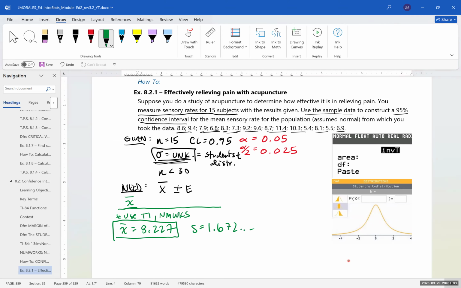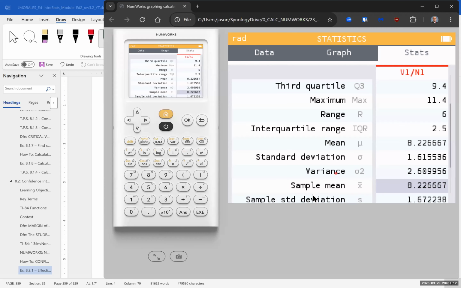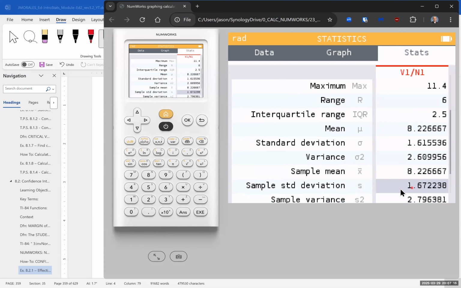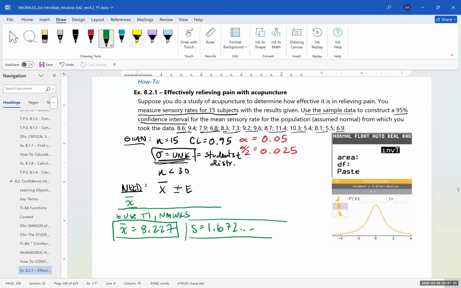1.672, and it just keeps going. Let me see here on the NumWorks calculator. Sample standard deviation. That's here right down below. All right. Now, let's go back to the problem. So now we've got our sample mean.